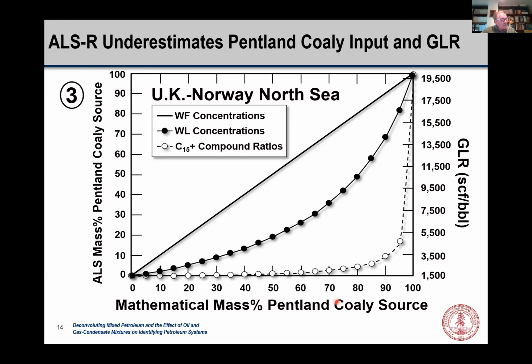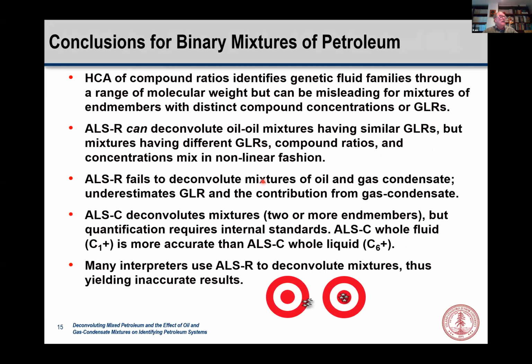Mixtures that are rich in gas condensate tend to cluster with those dominated by the oily end member. Alternating least squares of compound ratios fails to accurately deconvolute these mixtures, but alternate least squares on a whole fluid basis gets you the precise allocation. HCA of compound ratios identifies genetic fluid families through a range of molecular weight. You need to specify that range, but it can be misleading for mixtures of end members with distinct compound concentrations or gas liquid ratios. Alternate least squares of ratios can deconvolute oil-oil mixtures.